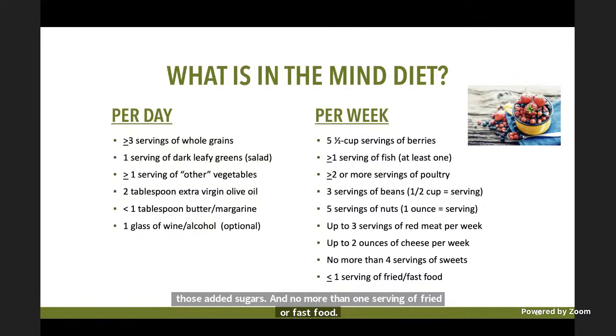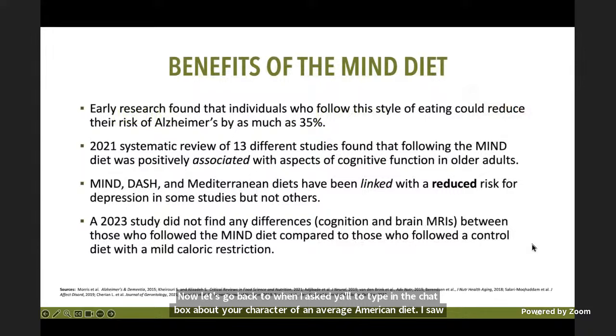Now, let's go back to when I asked y'all to type in the chat box about your characteristic of an average American diet. I saw several people type in fast food, quick, easy. And so cutting out the fried or fast food, going down to no more than 1 serving per week might be tough for some people. If you eat fried foods or fast food 4 days a week, let's start by cutting it down to 3 and gradually work that fried or fast food down to what's manageable for you, hopefully no more than 1 serving a week.